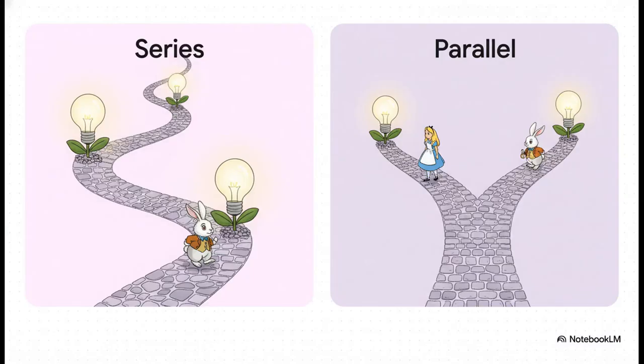Now, this difference is huge. In that series circuit, the bulbs are forced to share the path, which also means they have to share the voltage from the battery. But in parallel, each bulb gets its very own direct connection to the battery. That means each one gets the full 1.5 volts. And this one little difference completely changes how bright they'll be.